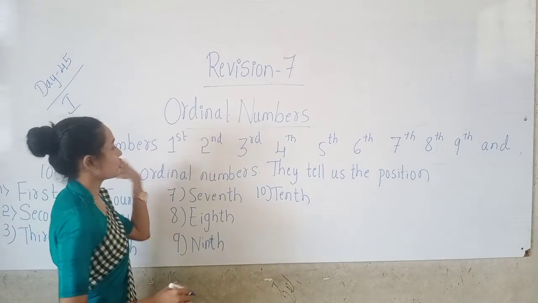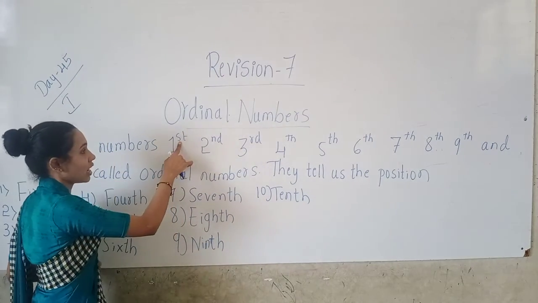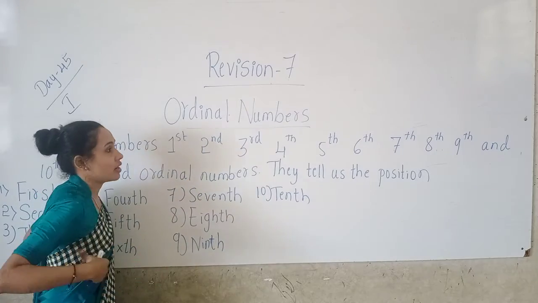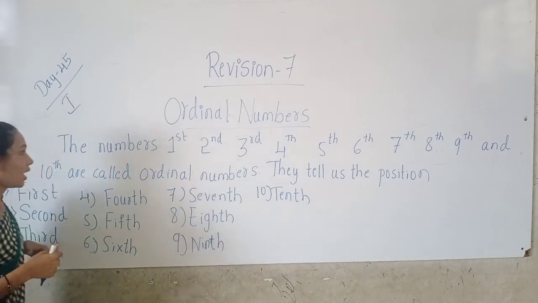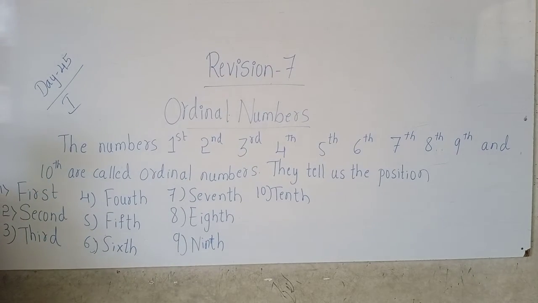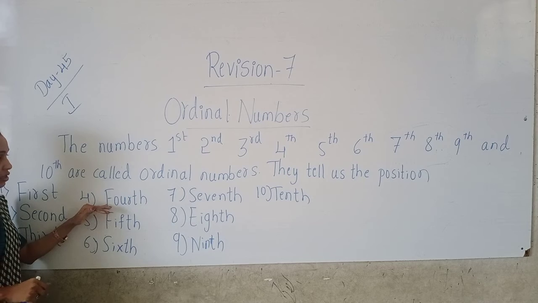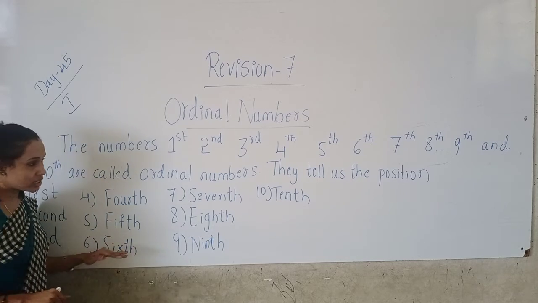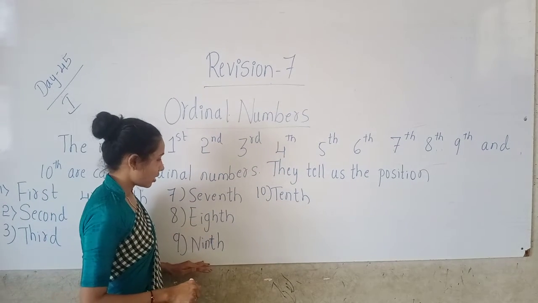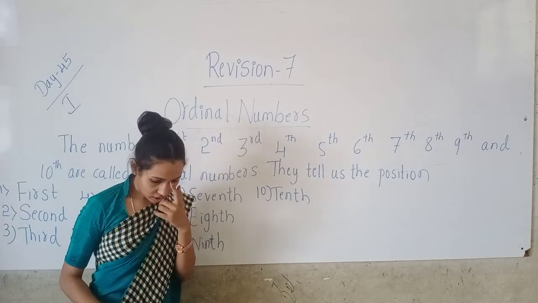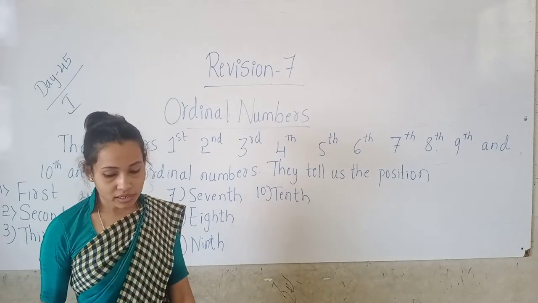In numbers we should write the numbers first, then upside ST, ND, RD and TH. Okay, like this we should write to show the position. Okay, first, second, third we should pronounce like this: 4th, 5th, 6th, 7th, 8th, 9th and 10th. Okay children, these are the ordinal numbers.